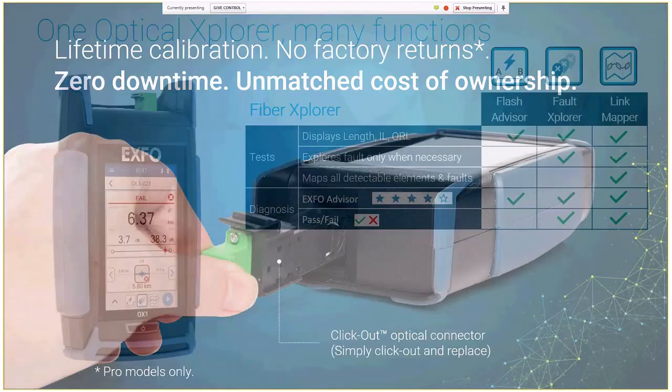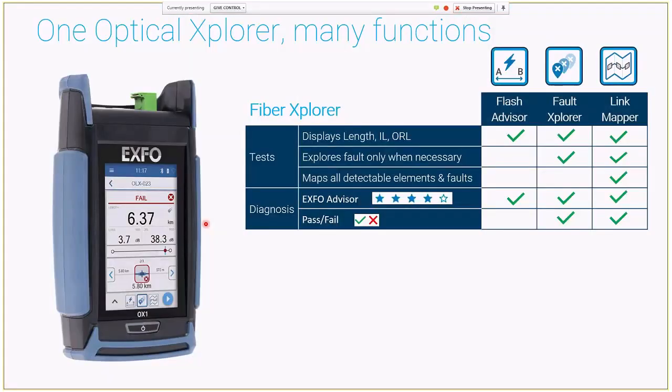Here you have a small summary table of what the element is and what the settings are that you have on the element. So in terms of tests, display, length, insertion loss, ORL. So this can be used on both. So if you want to have faults and explore the faults when necessary, if I go to the customer house, then modes like the Fault Explorer, Link Mapper will be the ones that you want to use. If you want to detect all the elements, so Link Mapper, just a summary table.